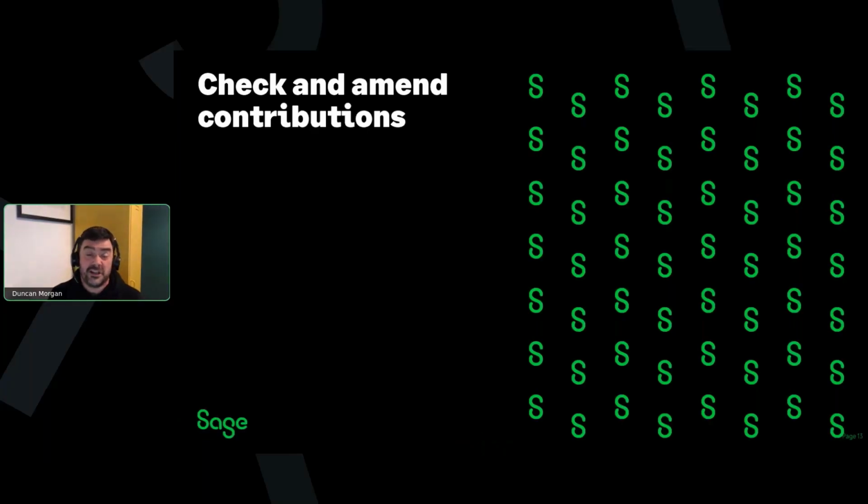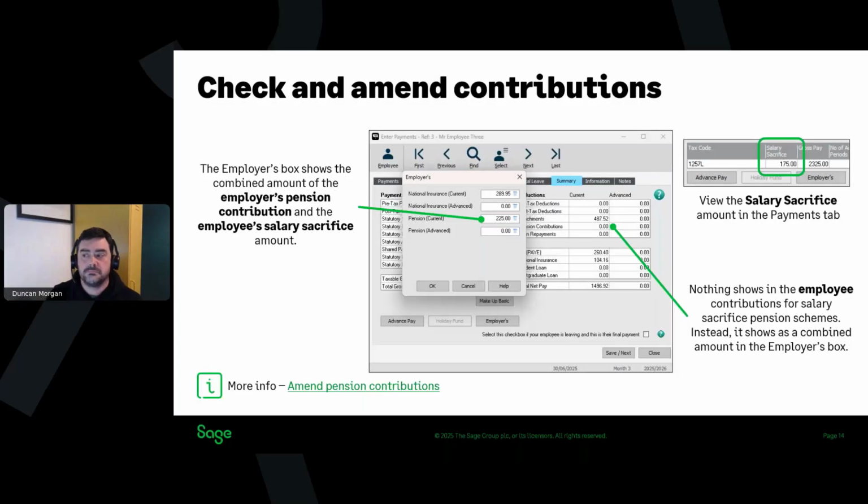So now that we've got our scheme set up, and we've got it assigned to a few of our employees, we're now going to take a closer look at where you can check and amend pension contributions where required. And we'll start with where to check them within the Enter Payment screen as part of your usual pay run.